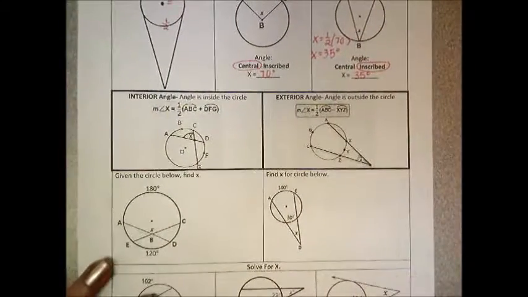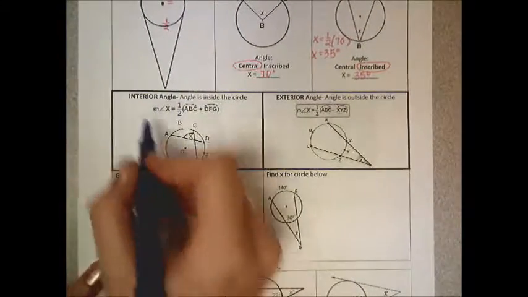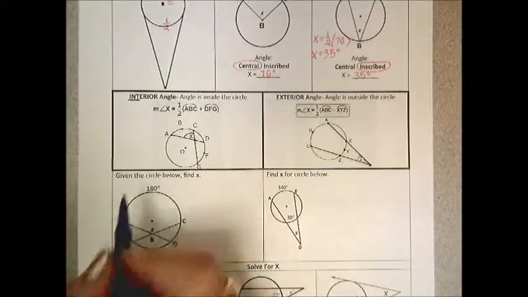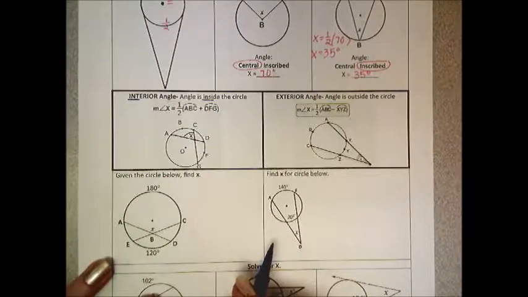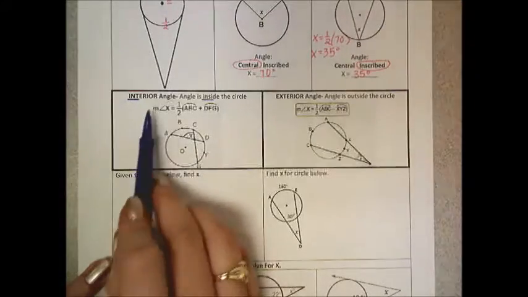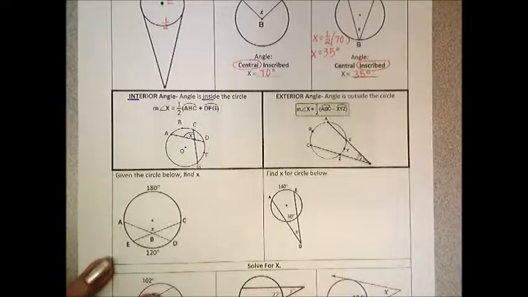Alright, now let's take it down to our 2 new angles. So first we have an interior angle. So interior is an angle inside the circle. So hopefully that will help you remember it. The formula here looks a little bit more confusing, but the ice cream cone is going to help us.